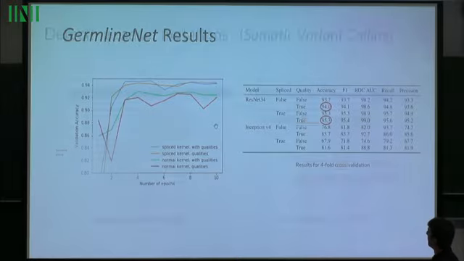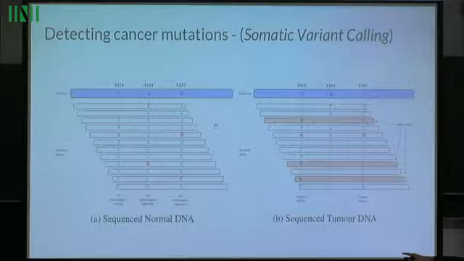So now, how do we then translate this over to detect cancer mutations? We've now got 2 images, so the image from the sequence normal DNA and then the sequence tumor DNA. And we're wanting to compare them to know whether the change is due to the actual tumor DNA or whether it's due to an inherited mutation or random error.